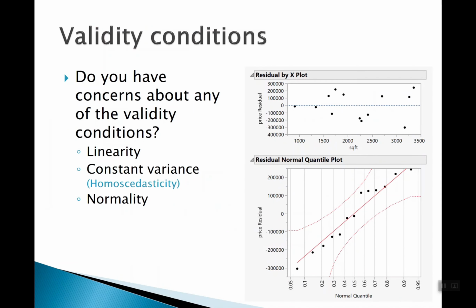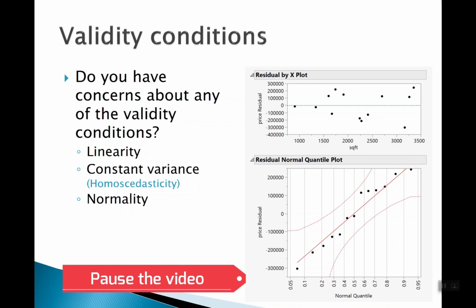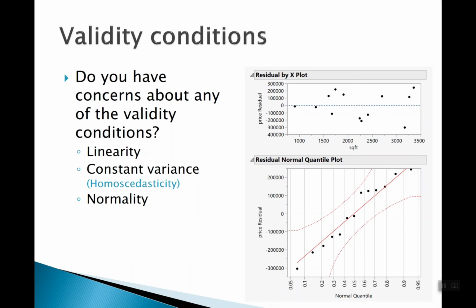All right, so this is going back to the house prices data. I'll give you a second to pause the video and think about which, if any, of these validity conditions you think might be violated. All right, linearity, I'm not really worried about that. I don't notice any curved pattern or anything like that when I look at the residuals. It looks pretty much symmetric on both sides of 0, so I think linearity is a reasonable assumption.